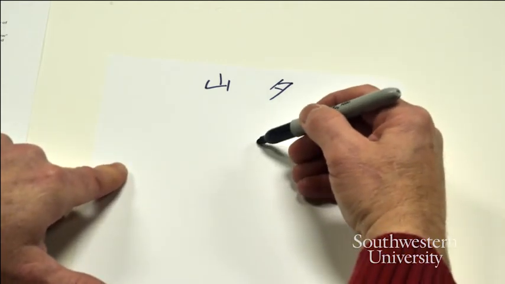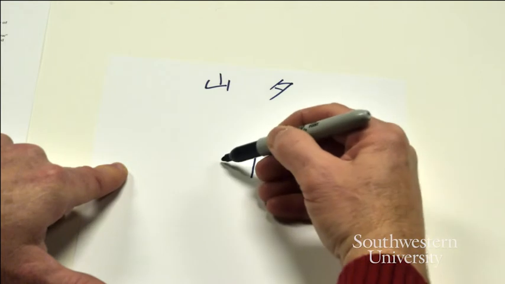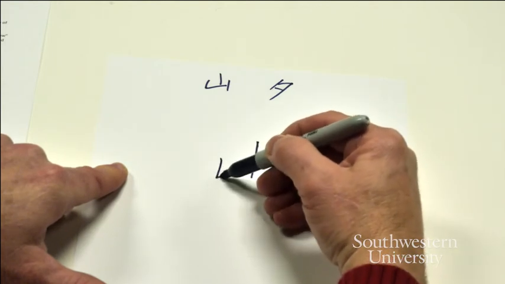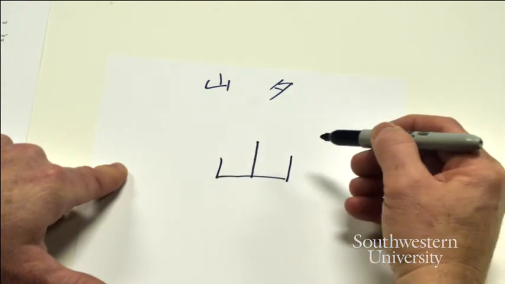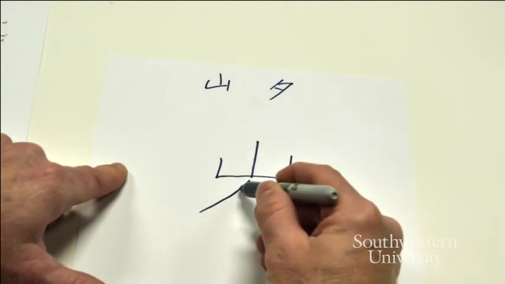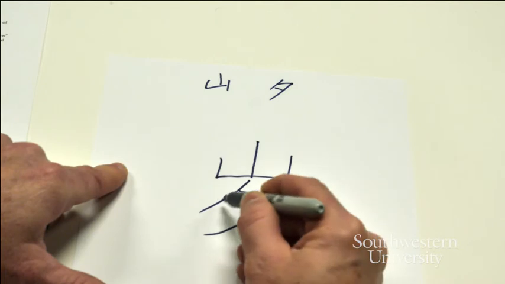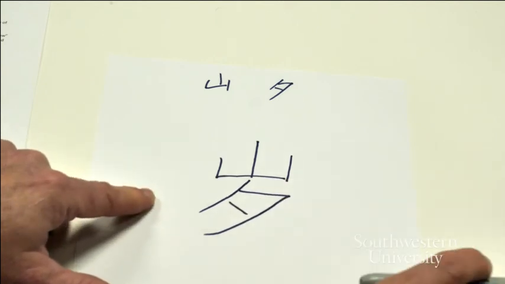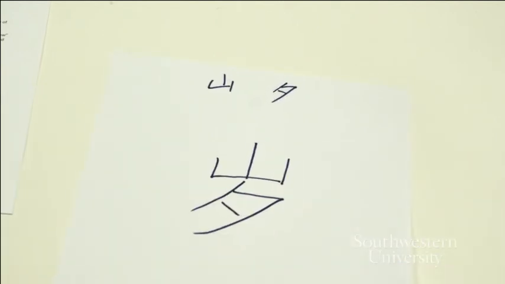So here we have shu, shu-ja, shu. I love writing that character. Pie, hung, pie, dian, sui. Another year older.